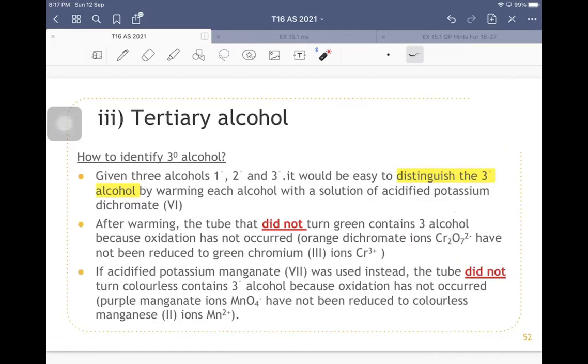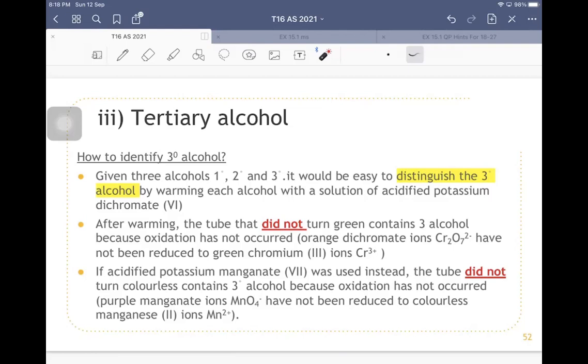So whenever we have a reaction in organic chemistry that produces an observation that can be seen by the naked eye, we use this as a test. It's just a primary test. It's not a confirmatory test. So how can we use this as a test? If primary alcohols and secondary alcohols can be oxidized, you would see a color change. Whether you use a dichromate or acidified manganate, you would see orange to green, or purple to colorless.